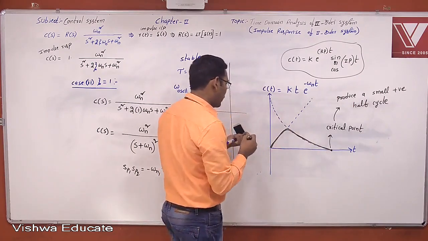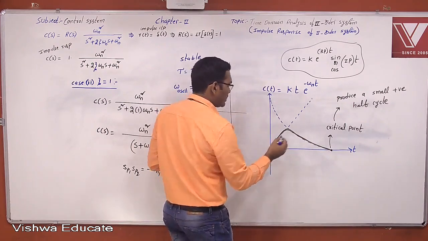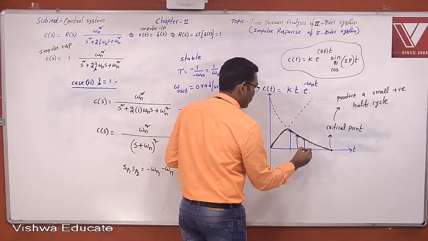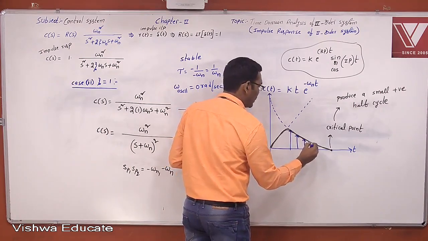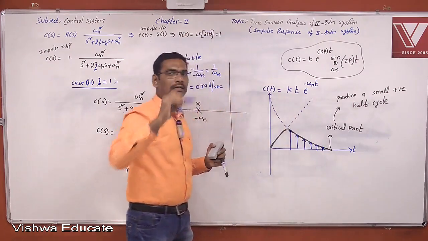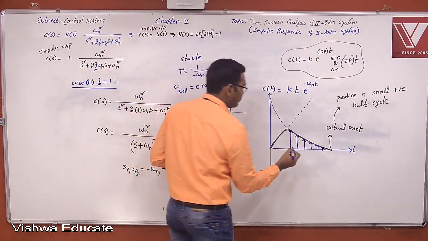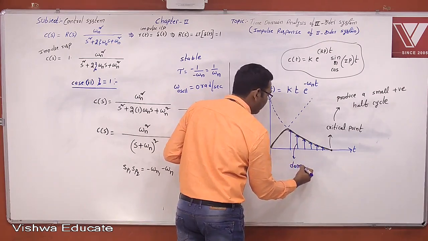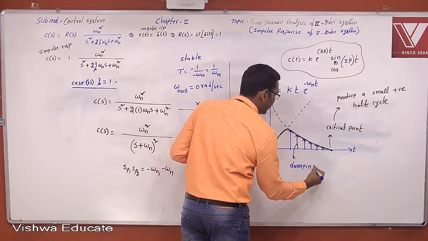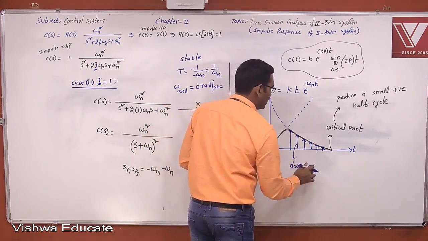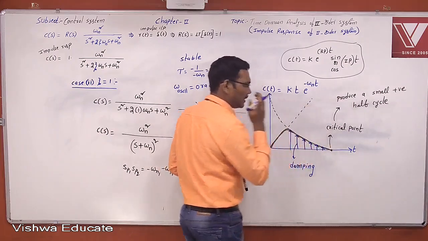And what about the amplitudes? As time increases, are the amplitudes increasing or decreasing? Sir, in the starting the amplitudes are increasing. I am not asking about the starting, I am asking about t tends to infinity. When t tends to infinity, the amplitudes are decreasing, therefore this is called damping. Decreasing the amplitude is called damping. This is damping, this is the critical point.